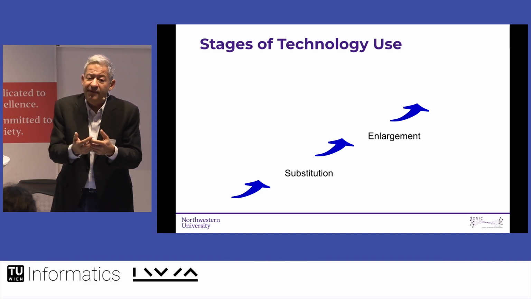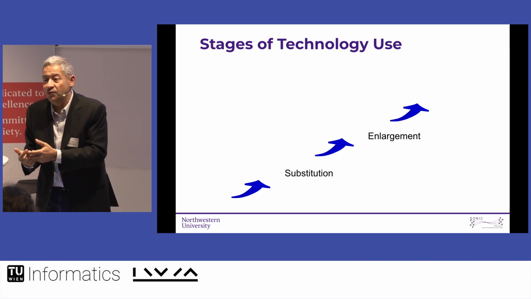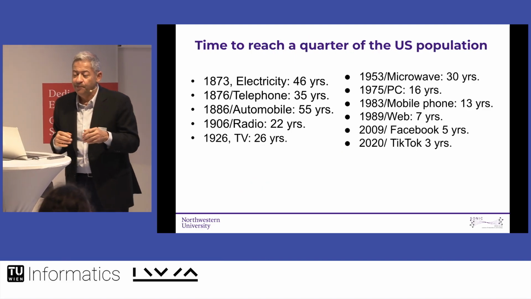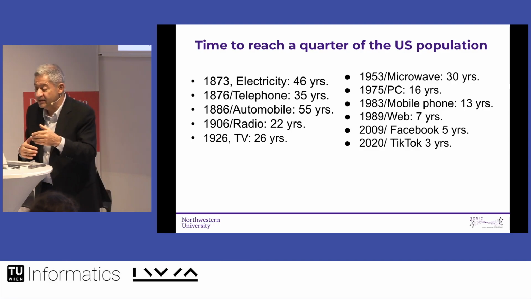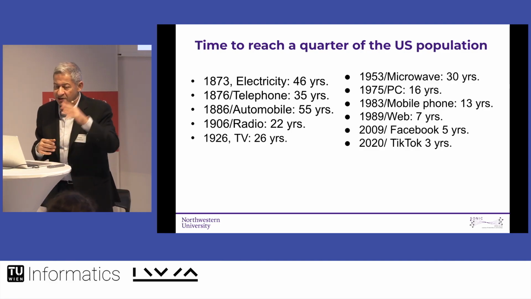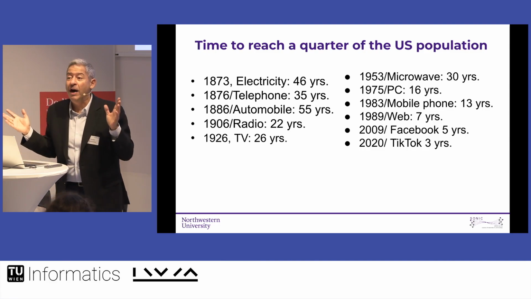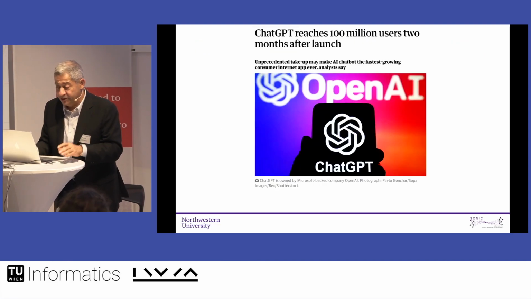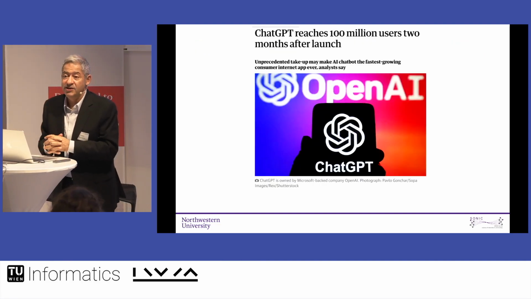So whatever benefits we thought we were getting from substitution, we have to consider how much of that is really based on enlargement. And we are used to looking at enlargement in other areas. Think of the ways in which some things got adopted. Electricity took 46 years to reach a quarter of the US population. I'll let you read the rest of the stats, but you come to TikTok and we were, wow, 3 years in 2020, and it reached a quarter of the US population. ChatGPT did better than that in less than 2 months.